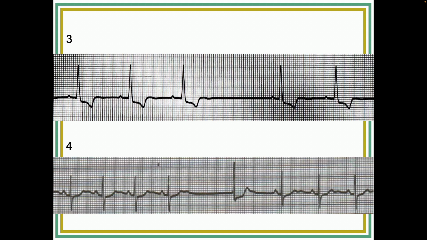Okay, PRI interval is less than 5, QRS is less than 3, and so it's a normal sinus.